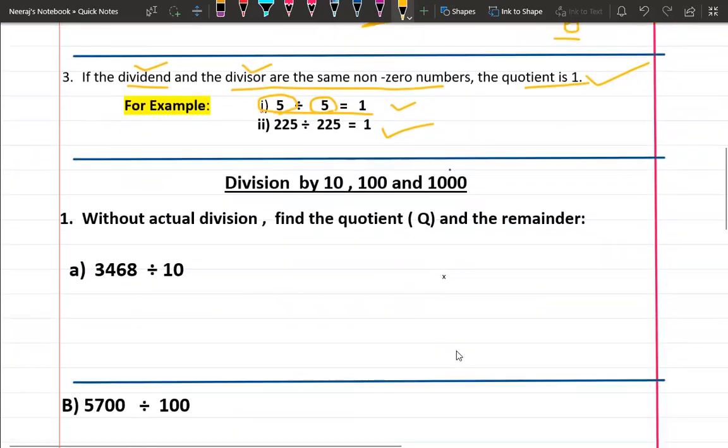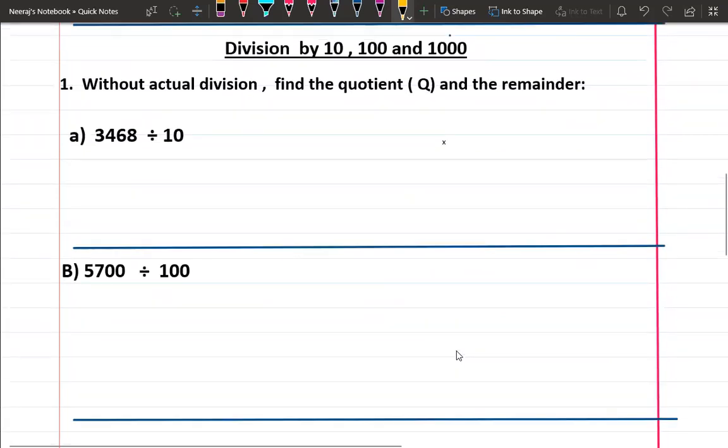So let's start with a new concept, a different and the easiest one. The first method is division by 10, 100 and 1000. We are not talking about any other number except those with zeros. So we are talking about division by 10, 100 and 1000, which are multiples of ten, right?